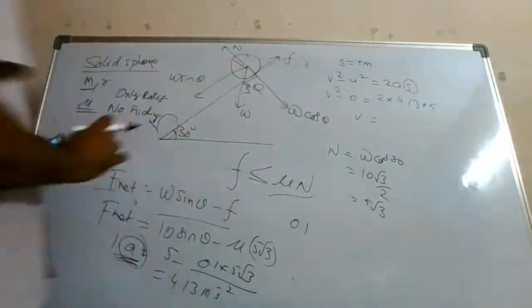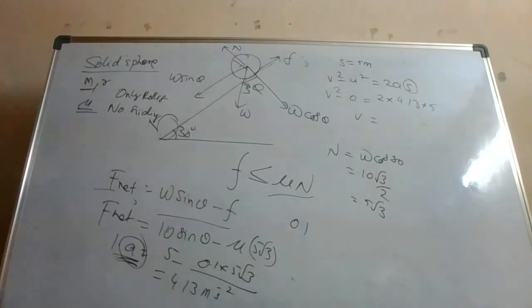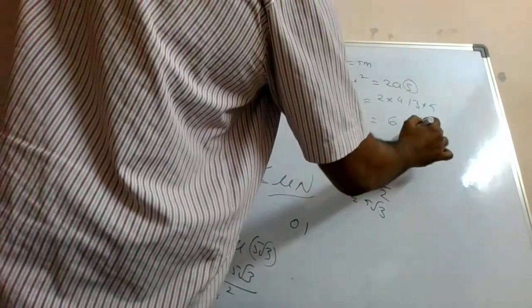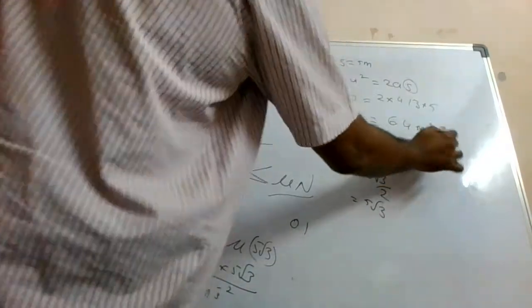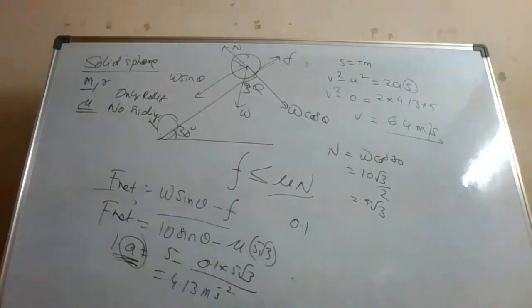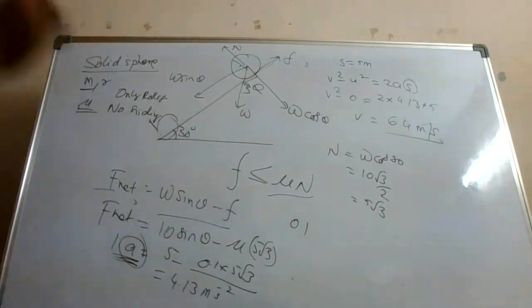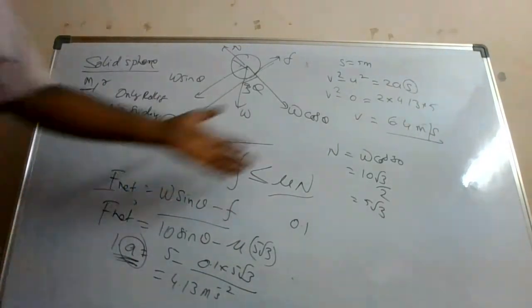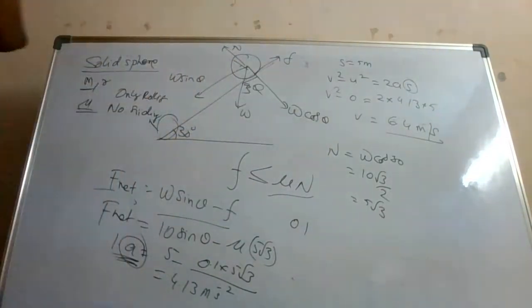So what is the value of v here? V is root over 2 into 4.13 into 5. It is 6.4 meters per second. So here the speed of the block will be 6.4 meters per second. Alright. In which condition? In rolling without sliding. If it is the pure sliding case, the velocity can be something else. Okay.